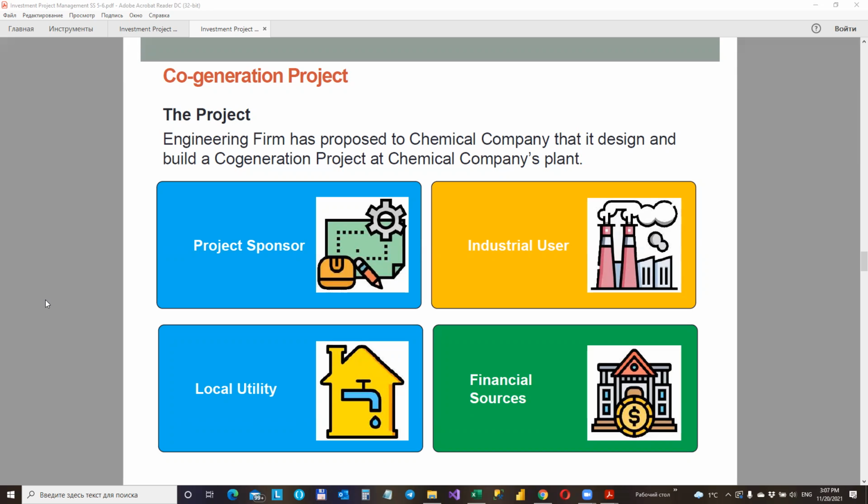So that is the idea. We have the engineering firm who initiated all the things. We have the industrial user who will be the primary consumer for the output of the project. We have a local utility who can invest equity and also manage and consume the output of the project. And finally, we decided that the rest of the finance needed will be found in external financial sources, primarily the institutional investors. So that's the general landscape.